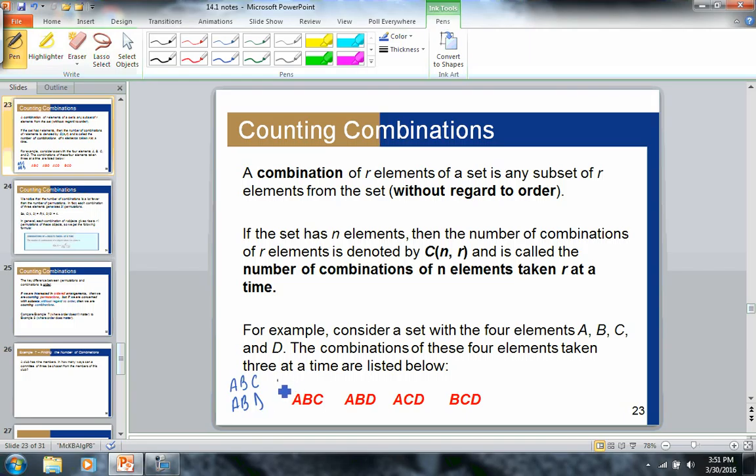And then I could still start with A, and I could have C as my second one, and then B, and then A, C, D. But notice that ACB and ABC, they're the same. So I'm not going to count this one because it's already been counted here with the ABC. So this is what they mean by order not mattering, okay? As long as you have 3 that are grouped together, then that's just considered one combination.